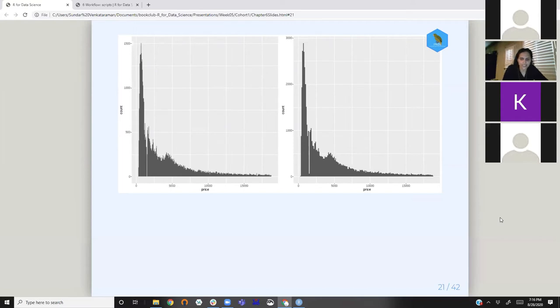So these kinds of patterns start to emerge when you zoom in and zoom out, and you change the bin width if you're working with a histogram.